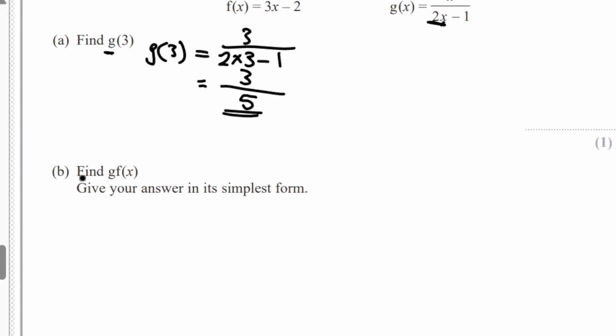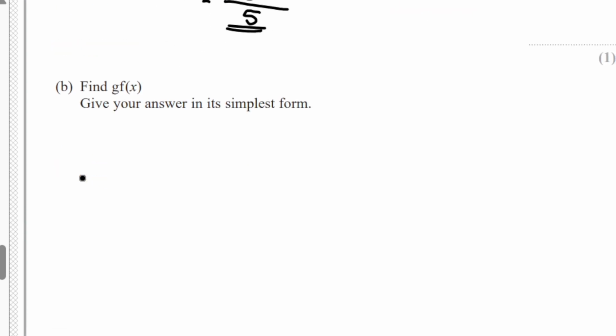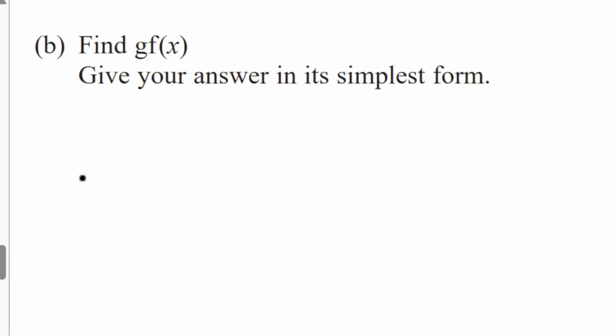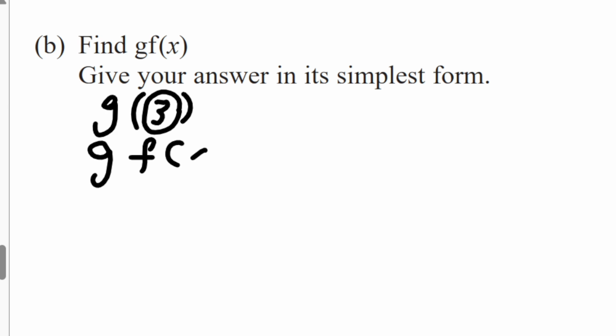Now let's look at the next part. Find g f of x. G f of x. Many students find this difficult. Look at this. When the question was g of 3 in the previous part, what did we do? We replaced every x with 3, right? Now it's g f of x. You replace every x in g by f of x. What does that mean? Let me show you.